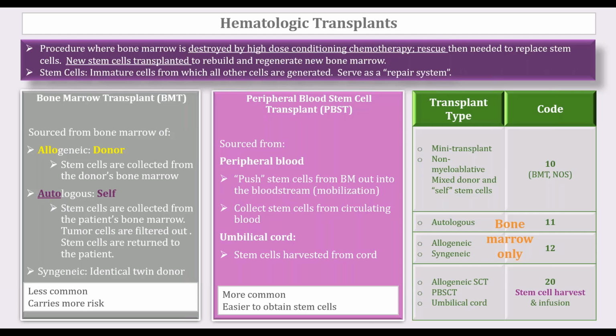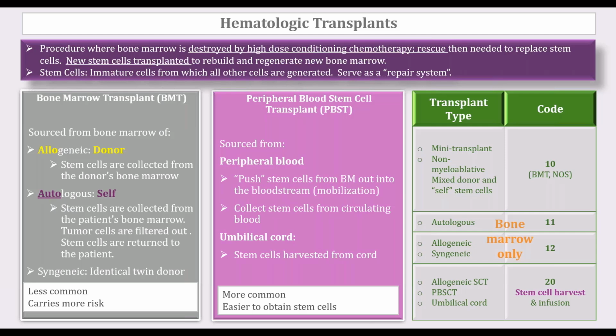So let's take a look at bone marrow transplant procedures. The bone marrow transplant, the BMT here, this procedure can retrieve stem cells from the patient or a donor. When the stem cells come from a matched donor, this is known as allogeneic transplant. If the stem cells come from the patient after other abnormal cells are spun out, this is called autologous. I always get that wrong. And when stem cells come from an identical twin, this is called syngeneic.